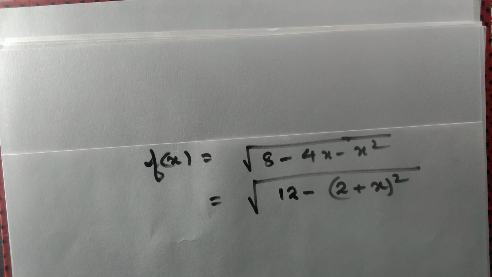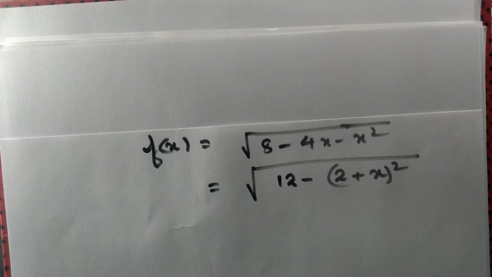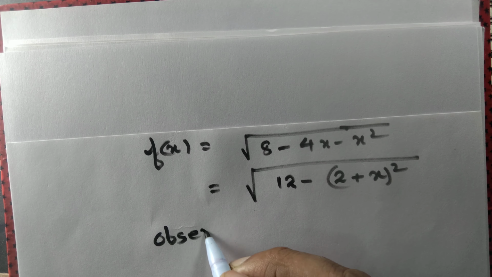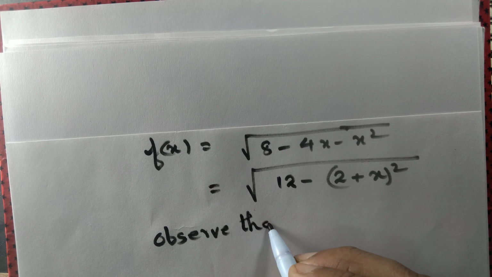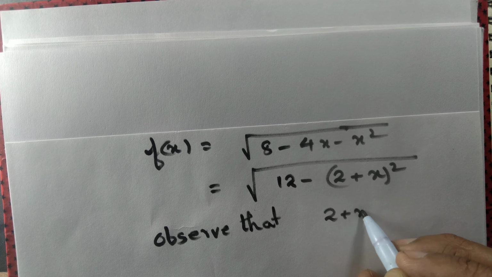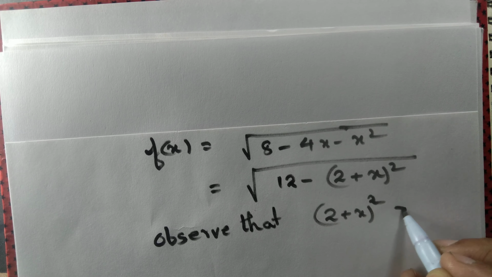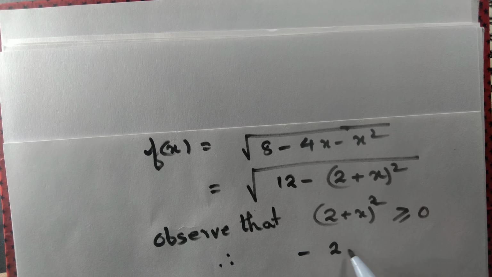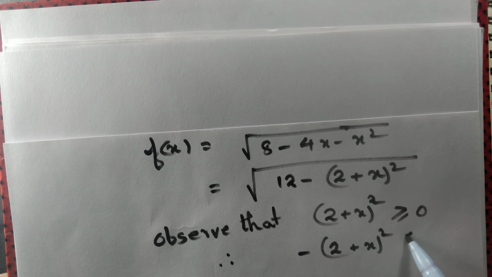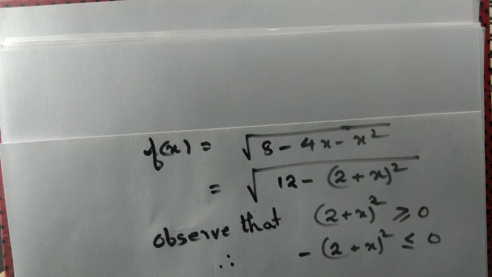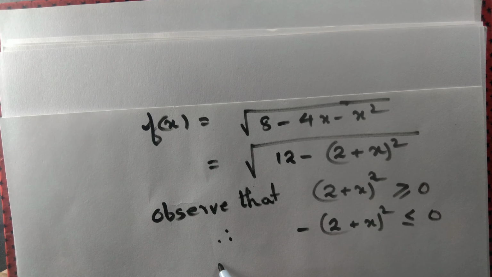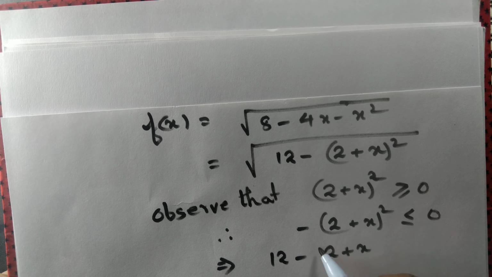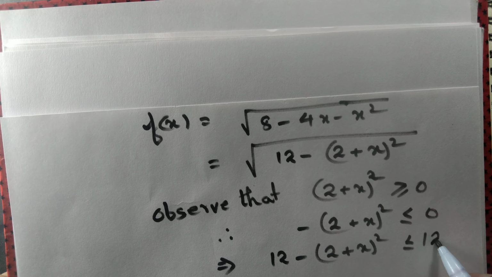Observe that (2 plus x) whole thing square is always greater than or equal to 0. Therefore, minus (2 plus x) whole thing square is always less than or equal to 0. It's a negative number or 0. That implies 12 minus (2 plus x) whole thing square is less than or equal to 12.